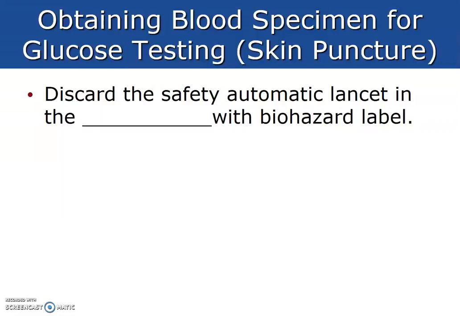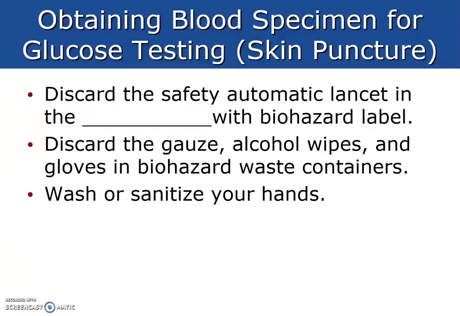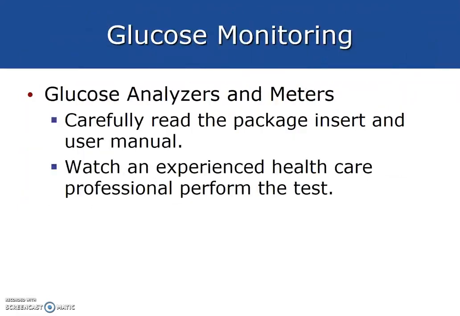We're going to discard the safety automatic lancet in a sharps container with biohazard label. Again, as we go back, discard the gauze, alcohol wipes, and gloves in a biohazard waste container, and we're going to wash and sanitize your hands.